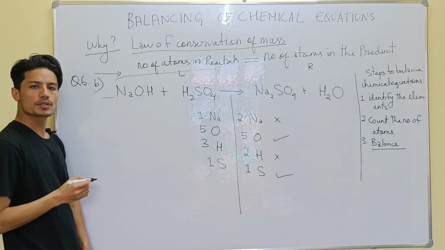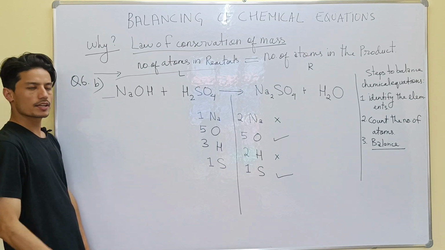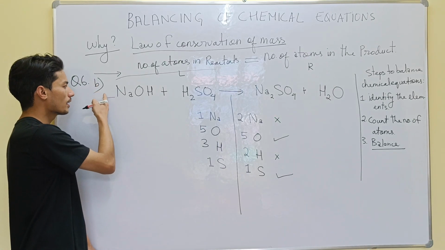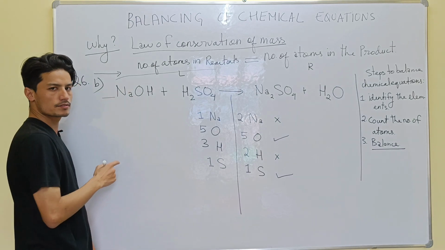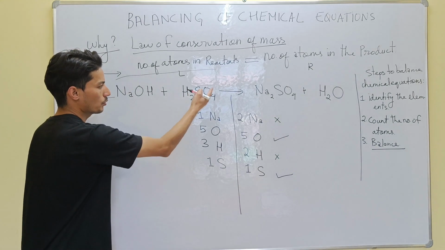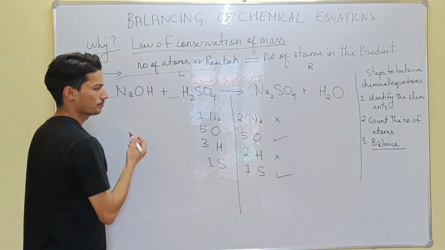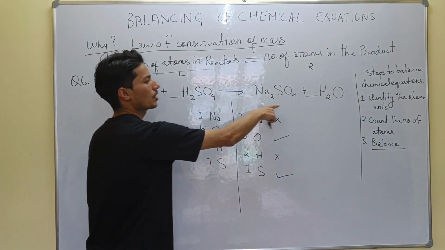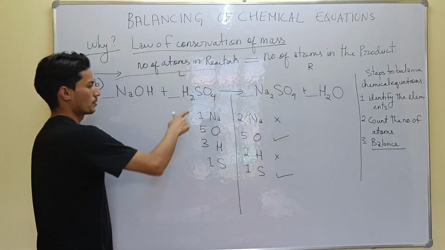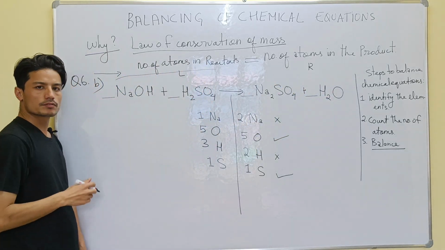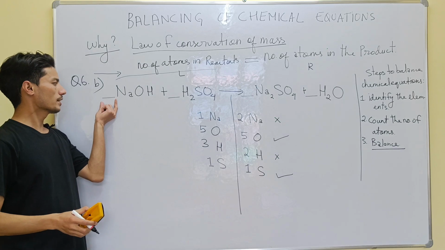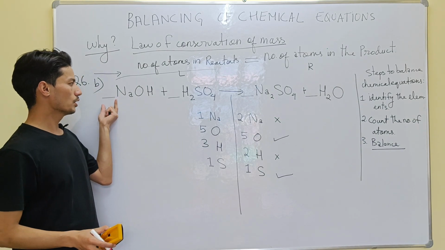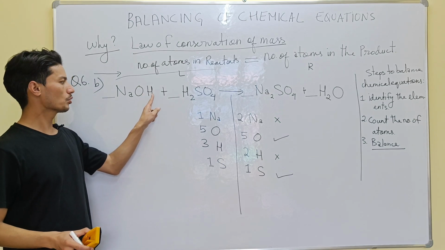Here, there is a space for me to write. Remember, again and again, I'm telling you, you can only write a number here and nowhere else. If at all you have to balance, you can write a number before the compound. You are supposed to write numbers here only. This is the only available position for us to write. Not here, not here.